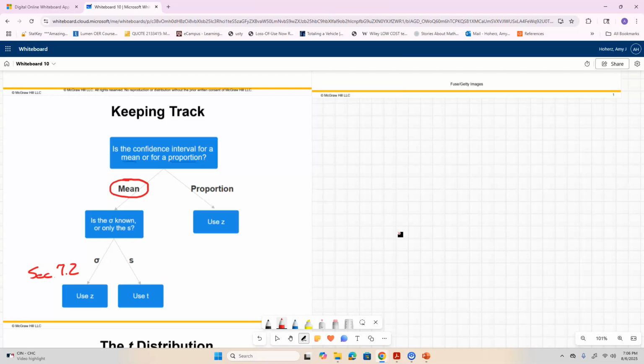This section, we're only going to know the S. We're only going to know S. And so instead of using Z in section 7.3, we're going to use what's known as T.